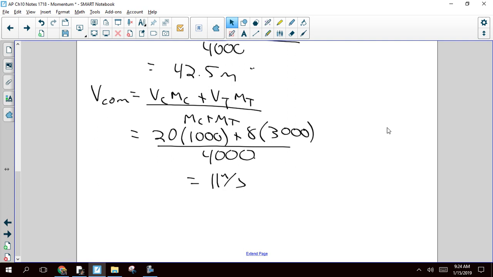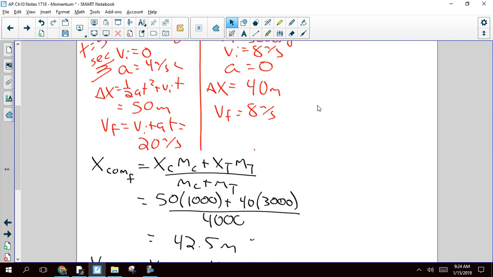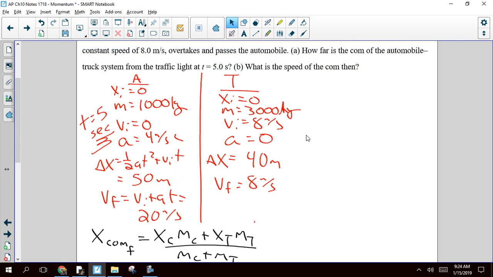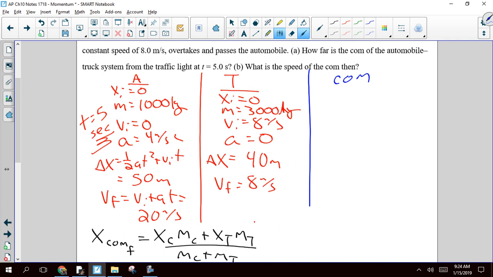What's the point? Well, the point is, I don't know why we would want to do this, but we could do it, and it's a thing we need to know how to do: we could have done all of this just by looking at the center of mass. So let's look at the center of mass. All right, well, the initial position of the center of mass is 0. The total mass is 4,000, right?